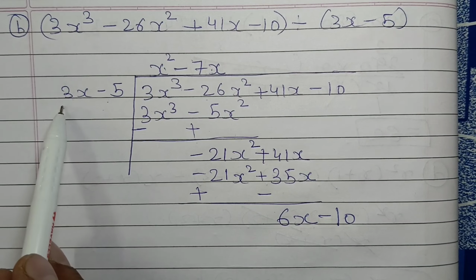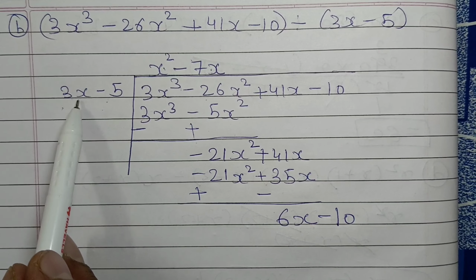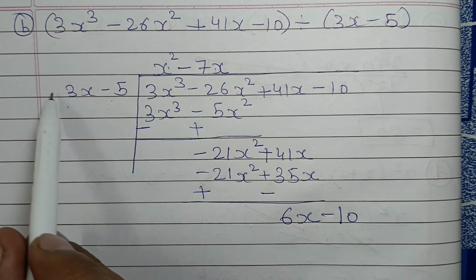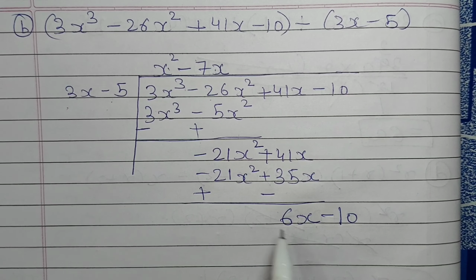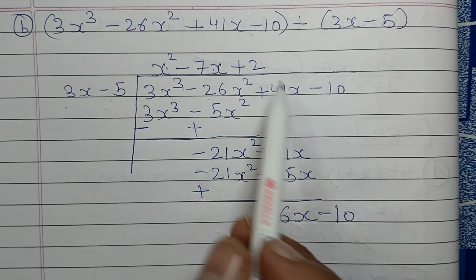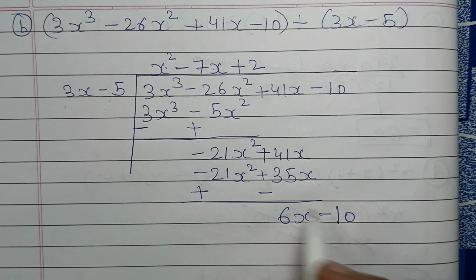Now if I divide the first term of the dividend by the first term of the divisor, 6x by 3x, then 3 2s are 6, so 2 will be remaining, so I'll put plus 2 here. 2 3s are 6, so 6x.